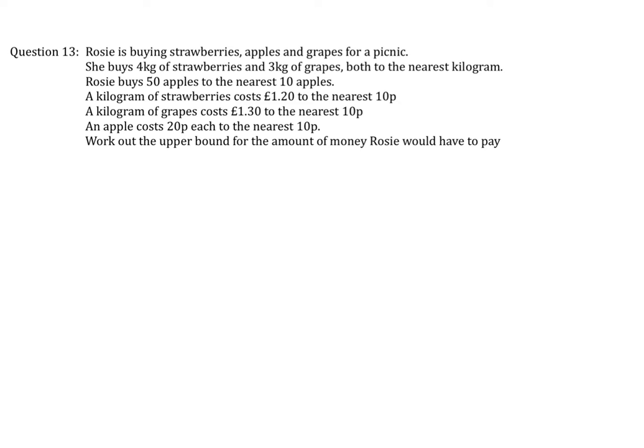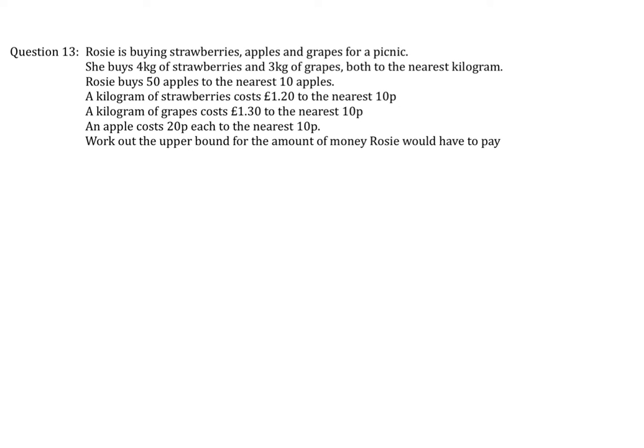With question 13, there's an awful lot of words here, and it appears to be a very, very complicated question. What it will involve is doing pretty similar operations multiple times. The important thing to note from this question is the last line. It says work out the upper bound for the amount of money. So we're only dealing with upper bounds. We do not need to consider at all any of the lower bounds for this particular question.